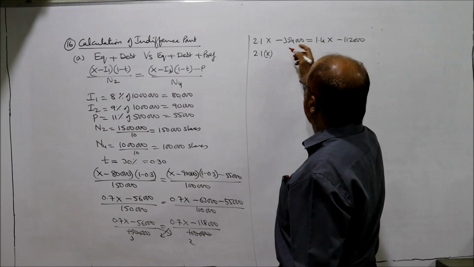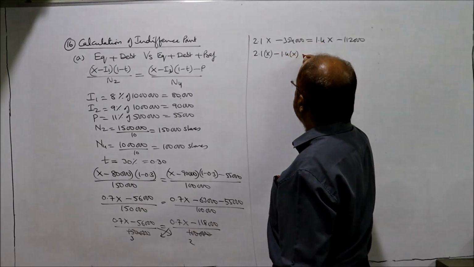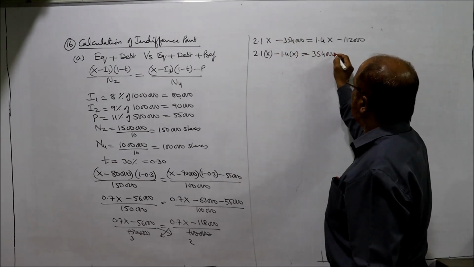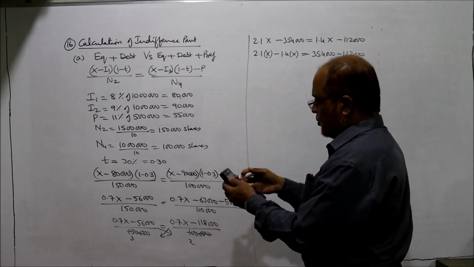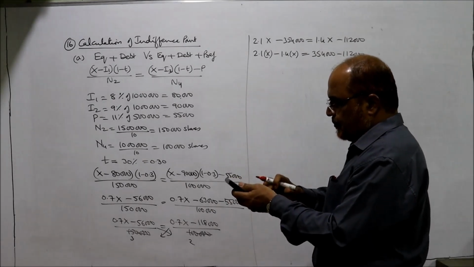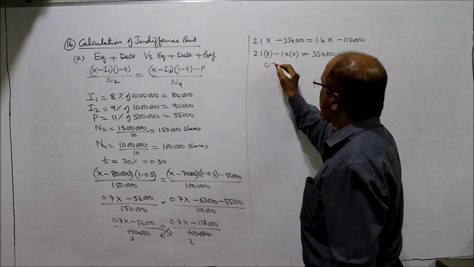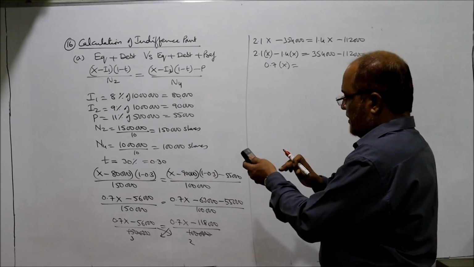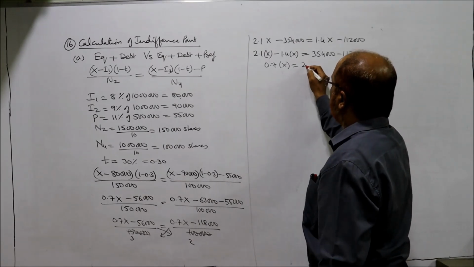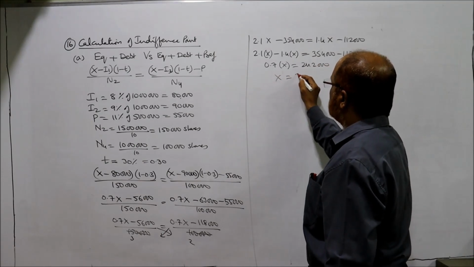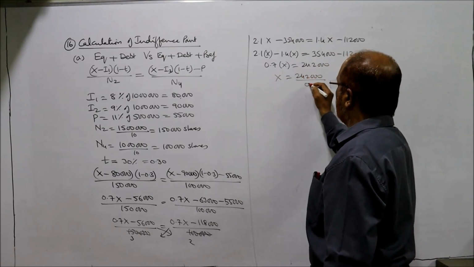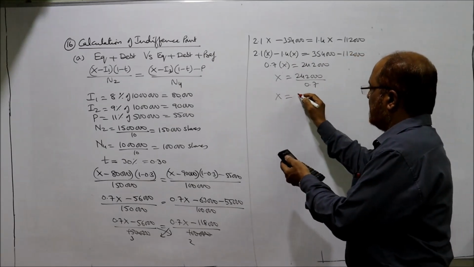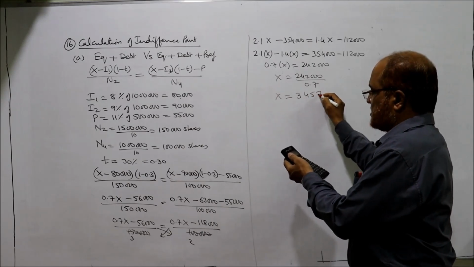Now 2.1x, I'll keep it on the LHS only. This plus 1.4 will become minus 1.4x is equal to this minus 354 will become plus 354 minus 1,12,000. So 2.1 minus 1.4 is 0.7x is equal to 3,54,000 minus 1,12,000, 2,42,000. X is equal to 2,42,000 divided by 0.7, so you are getting 3,45,714.